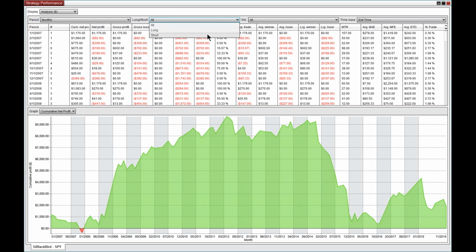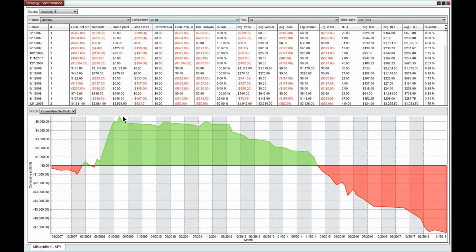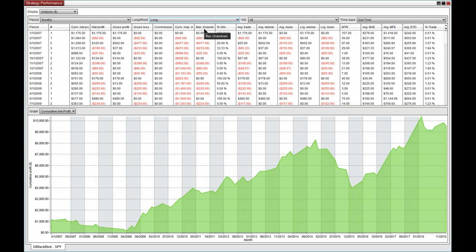If I just traded shorts, I would have made a certain amount of money, 5,594. And then now by the time I'm done, I've lost 7,600, which is a $12,000 drop. So now we look at this model, the market timing model, and we look at longs.